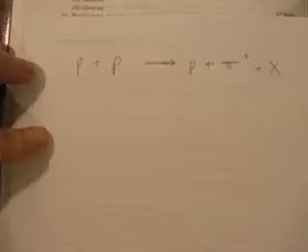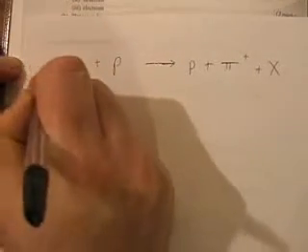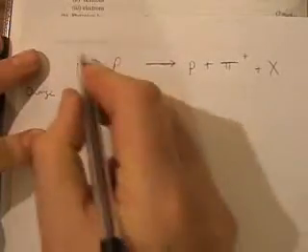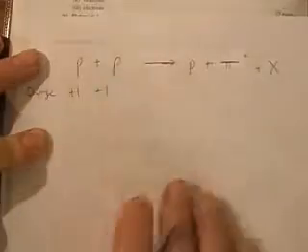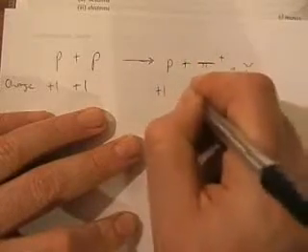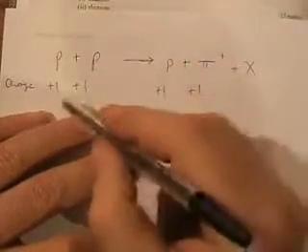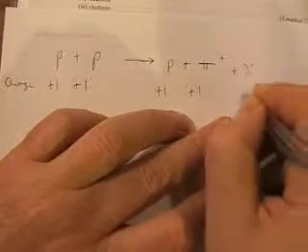What do we know that's got to be conserved? Well, we know that charge has to be conserved. So let's just check for charge. You've got +1 there and +1 there before they collide, and afterwards we've got +1 and we've got +1. So that already balances. So whatever x is must have a charge of 0.